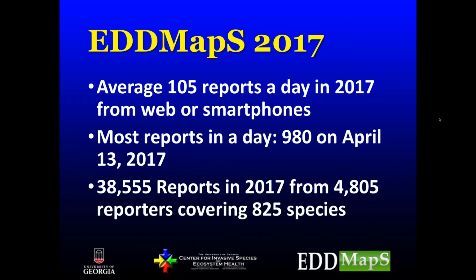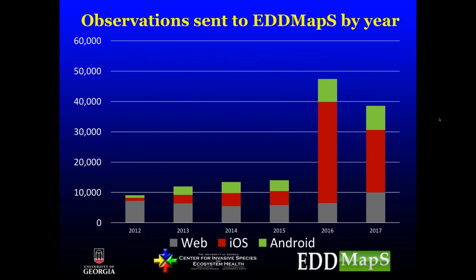In 2017, EDDMaps was averaging 105 reports a day from either smartphone or website, and the most in one day was almost 1,000 records back in April. What we've really seen over the years is a shift from website reports to smartphone reports. Over the last few years, and really in 2016 and 2017, we're seeing that jump where a lot of reports are coming in from smartphones. That's where we've really focused our development: improving those tools, and improving the tools for users that have a lot of reports.